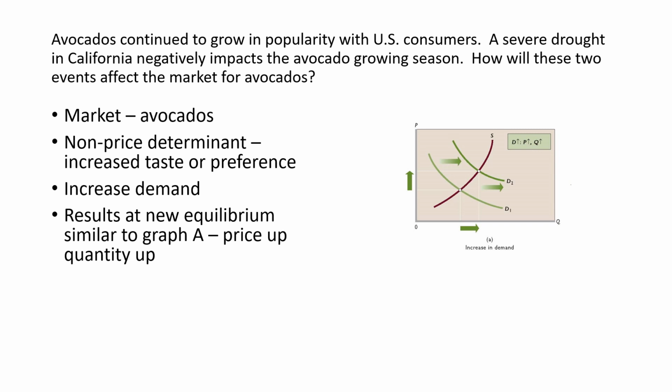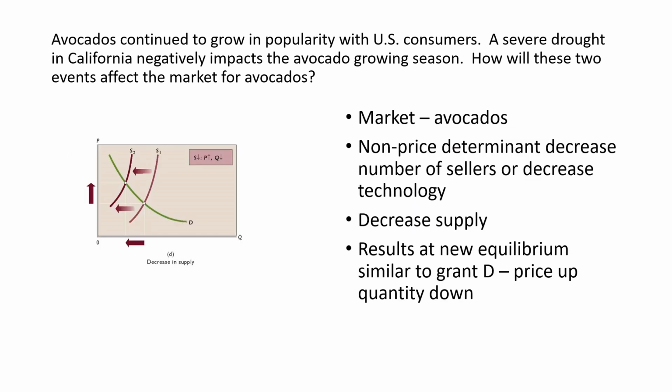That will cause a rightward shift of the demand curve. The whole entire curve shifts from D1 to D2. Result at new equilibrium, price up, quantity up. If that were the only thing that had happened in this market scenario, your work would be finished. But it wasn't just the factor affecting demand.